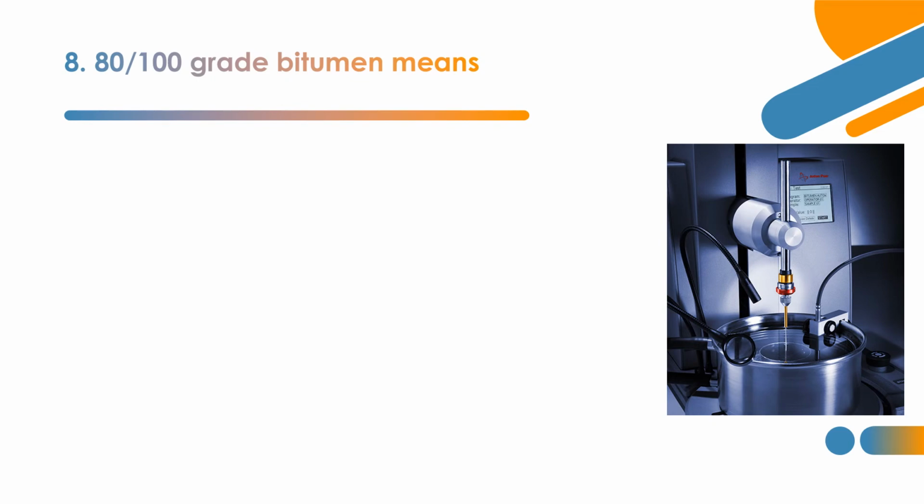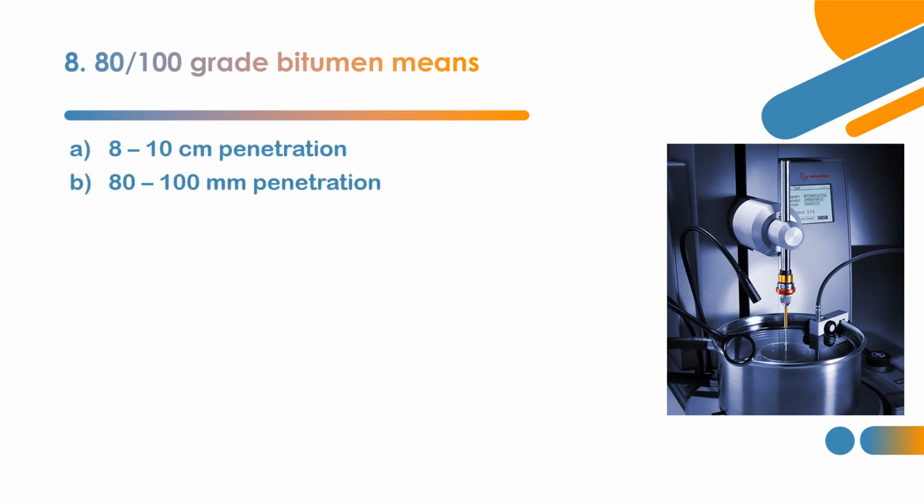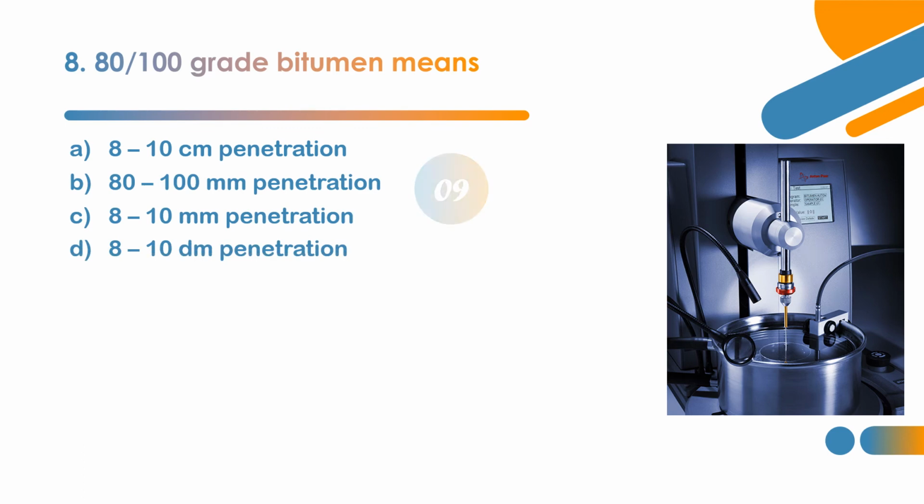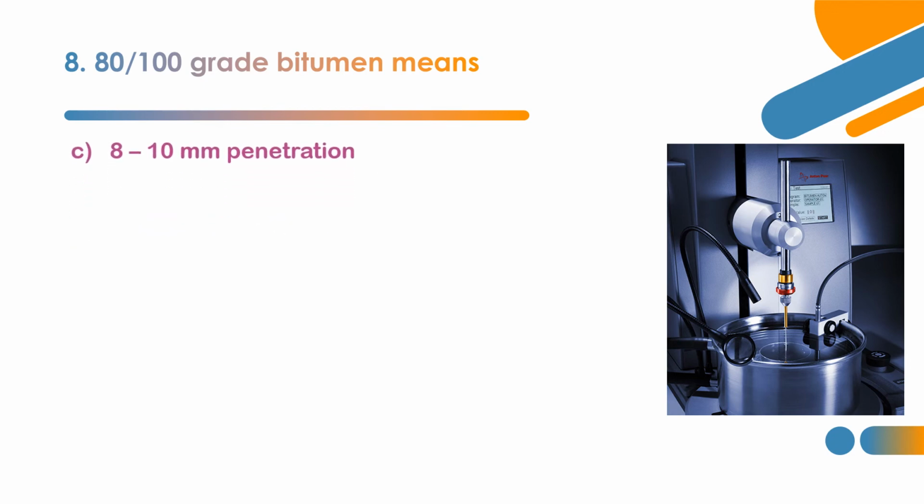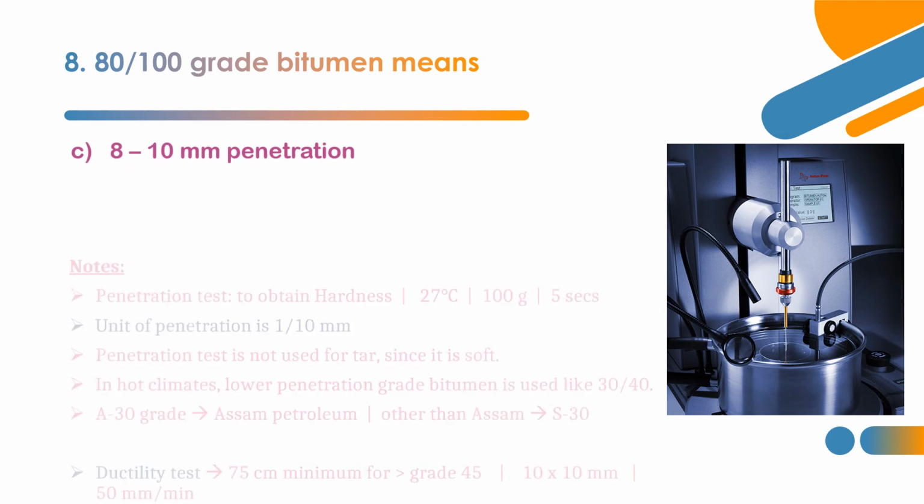So this question deals with the penetration test on bitumen. Here they have mentioned 80 bar 100 grade. So what does 80 bar 100 represent? Whether it is 8 to 10 centimeter penetration, or 80 to 100 mm penetration, or 8 to 10 mm penetration, or 8 to 10 decimeter penetration. What is the representing term? Option C, 8 to 10 mm penetration is the representing term for 80/100 grade.